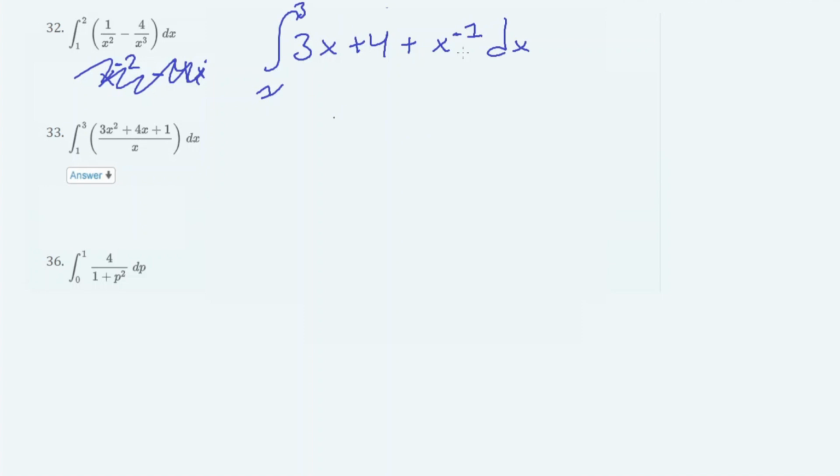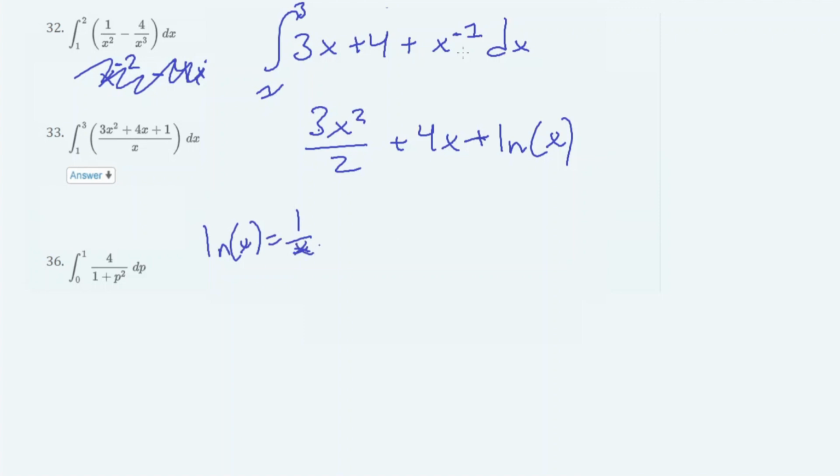So if we integrate it, we're going to have 3x squared over 2 plus 4x. And if we integrate 1 over x, that is going to give us ln of x, because if you remember, the derivative of ln of x is equal to 1 over x times 1, which is 1 over x. So all we need to do now is just integrate this from 1 to 3.